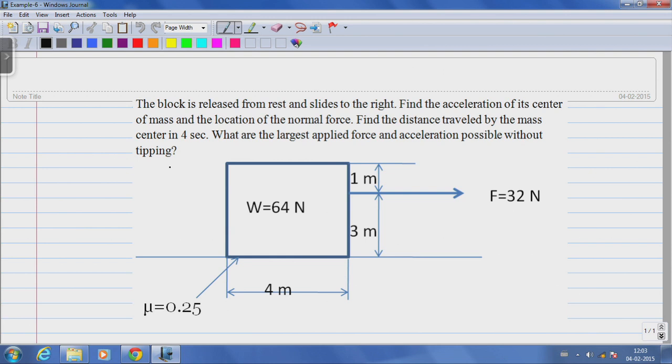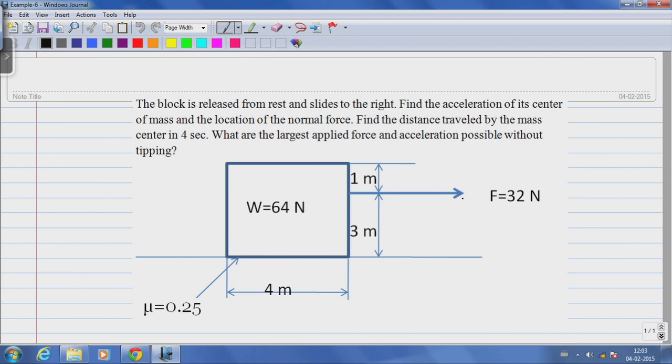Let us look at an example problem, a simple example problem related to plane kinetics. So let's look at this figure. There is a block of weight 64 newtons. There is a force of 32 newtons acting at a distance of 1 meter from the top of the block.